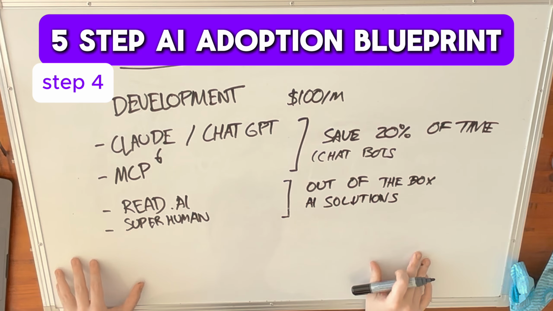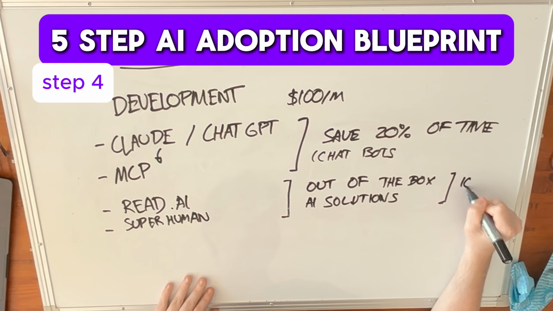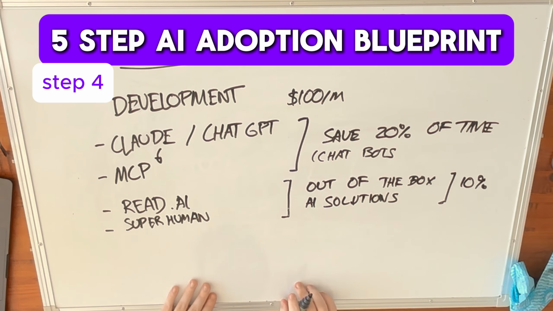This might be Superhuman. This here might get you another 10%, pretty conservatively. So all you want to be doing here is researching possible AI solutions. We can use Gemini or Google Gemini to do that research for us.